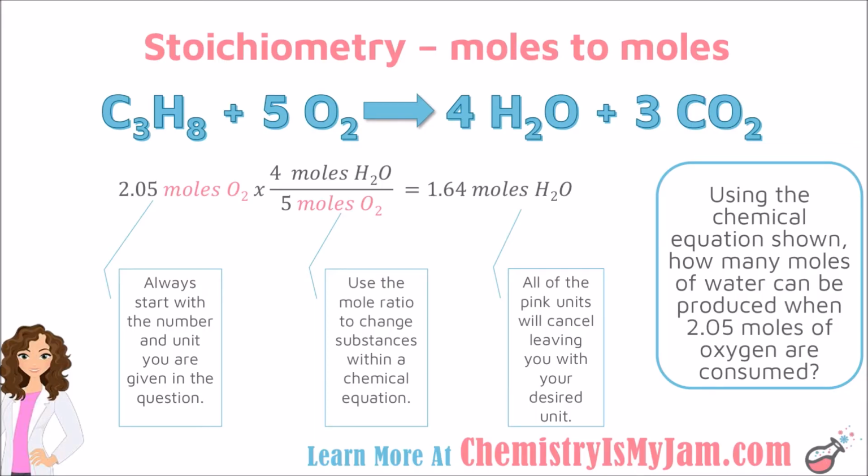So here is my first stoichiometry example where I'm converting from moles of one thing to moles of something else within a chemical reaction. Here's the question. Using the chemical equation shown, how many moles of water can be produced when 2.05 moles of oxygen are consumed? So we are given 2.05 moles of oxygen, and we're trying to figure out how many moles of water will be produced.